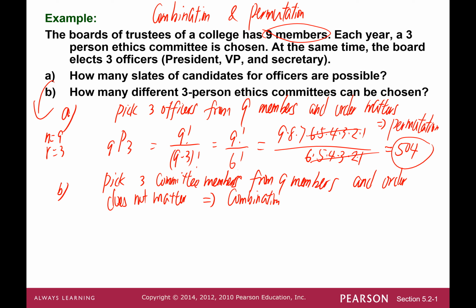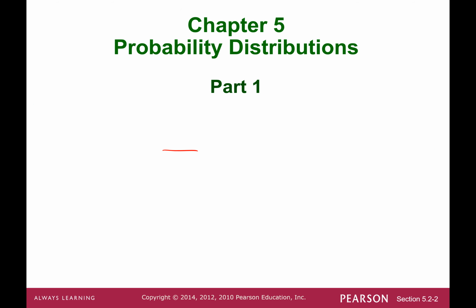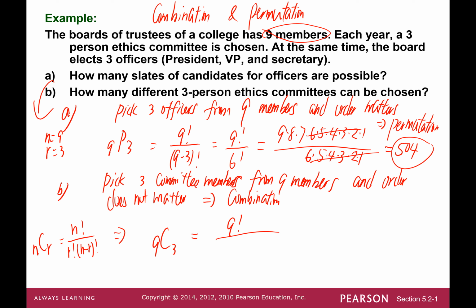So it becomes nCr, right? It will be n factorial over r factorial times n minus r factorial. So here it will be 9C3. So it will be 9 factorial, n equals 9, r equals 3, over 3 factorial times 9 minus 3 factorial.